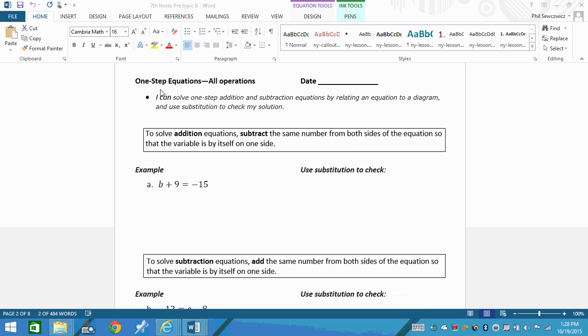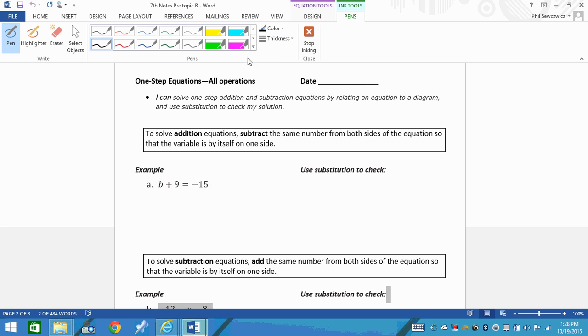All right, so we are looking at our one-step equations. This is meant to be a shorter version of the notes because a lot more emphasis is going to be placed on it in class. But again, it's something to go back to and make reference to. The whole idea behind equations is to find out what that variable equals to make it a true statement. Does it equal 2? Does it equal 6? So what does B equal in order for that to happen?